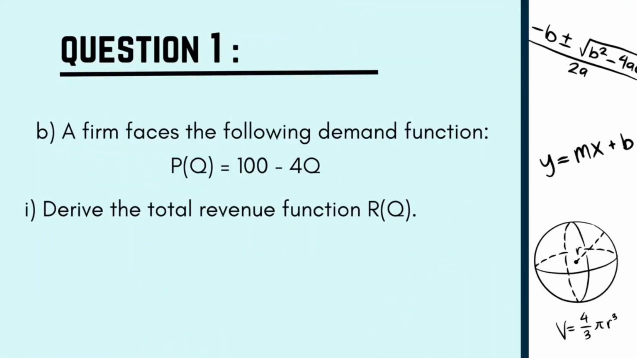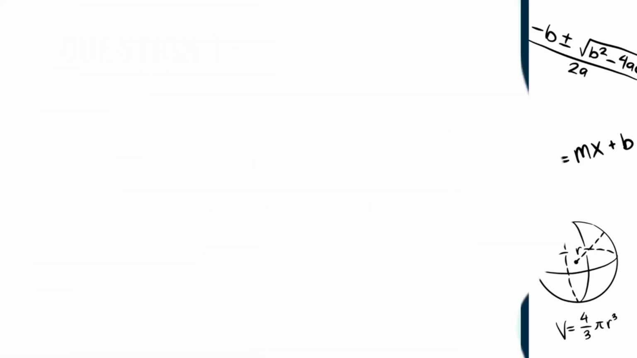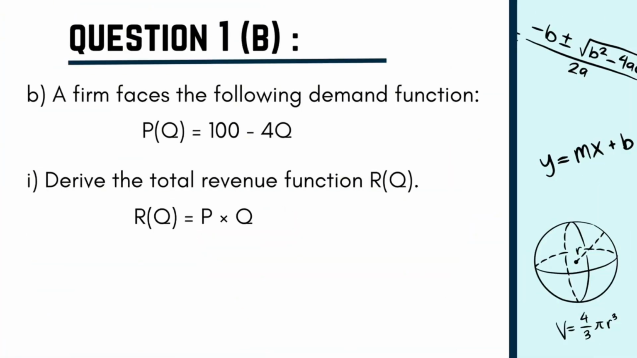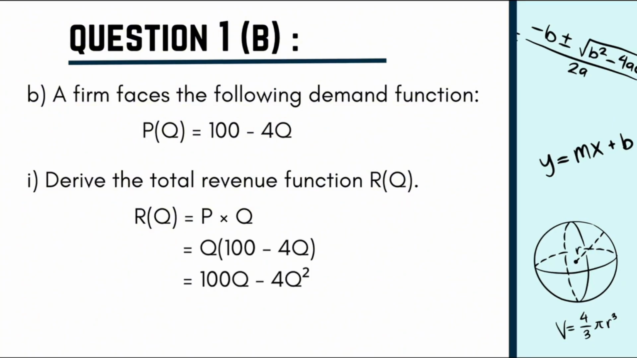Now, let's apply this to an economic context in question 1 part B. A firm has a demand function where P(Q) equals 100 minus 4Q. To derive the total revenue, we use the formula R equals P times Q. Substituting the demand function, we get R(Q) equals 100Q minus 4Q squared.